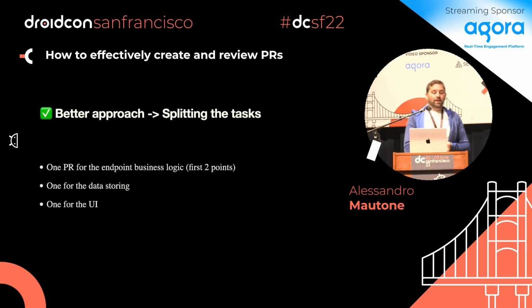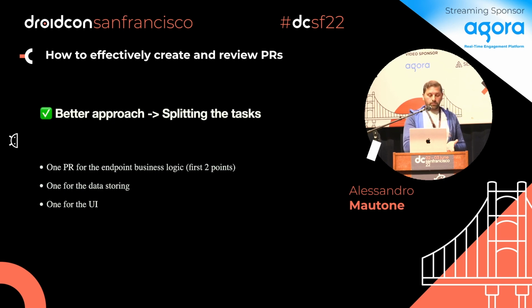Then we can have a PR for the data storing. So in this case, again, let's say we are storing the data in the database. This can become quite big, right? Because you need a query, perhaps. You need your repository classes, interfaces, tests. So you might think it's a small change at the beginning, but then it's going to become big. So splitting those things is going to make everything easier.